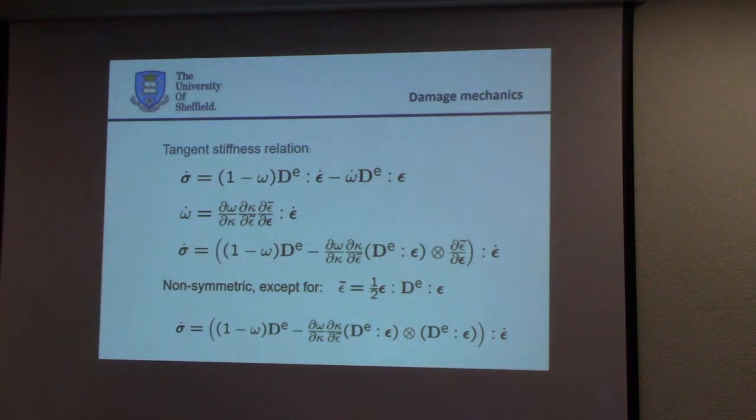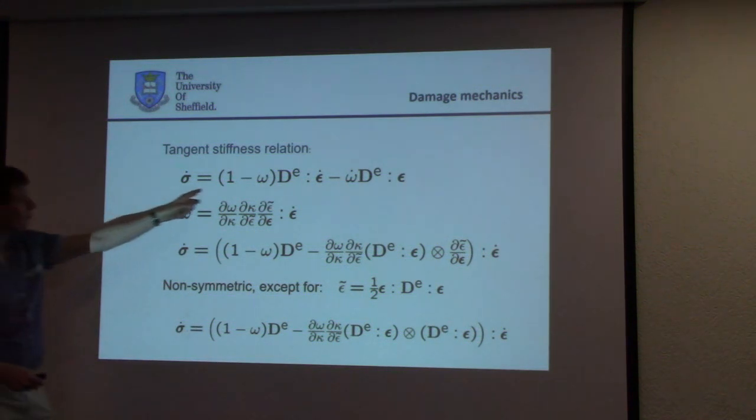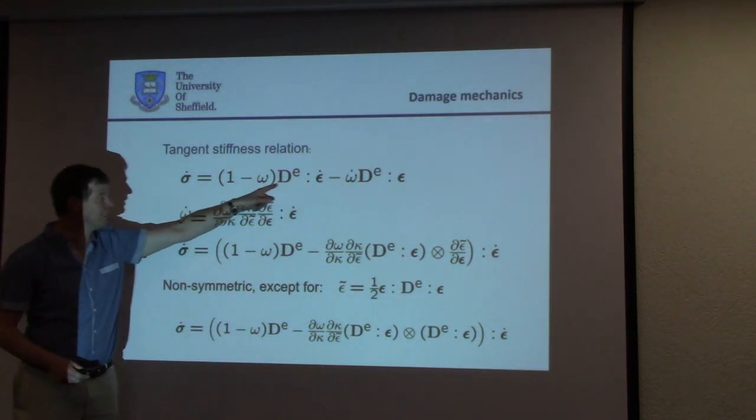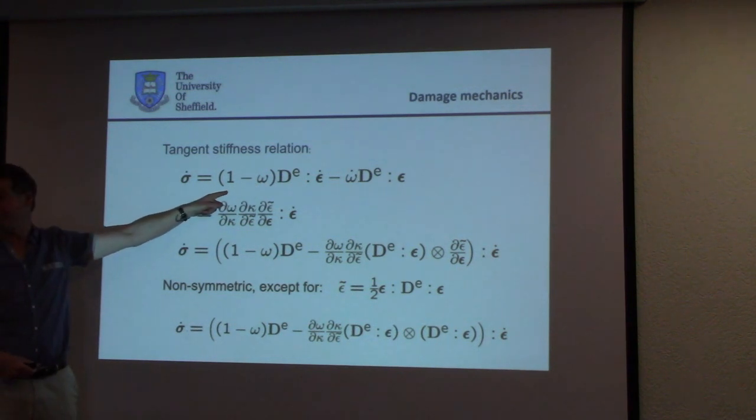That's not strange, because if we have unloading, we go back to the origin in a secant branch. And this 1 minus omega times dE is just the secant stiffness at this point.